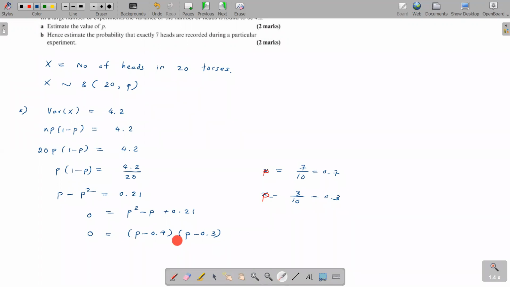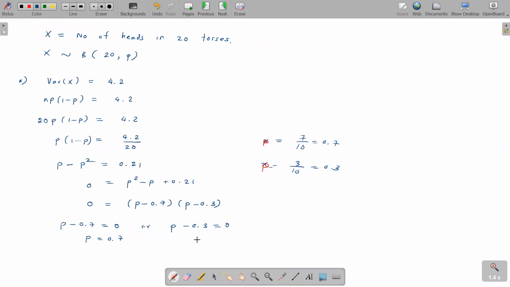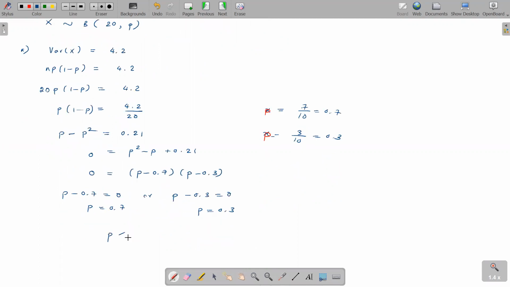Okay. So in that case, I'm not going to take the 10 to the other side. I can directly use this factorization, and I get here p minus 0.7 is 0, which means p is 0.7. The other one, p minus 0.3 is 0, which gives me p is 0.3. What's the correct answer? I think they have given us a criterion about the p value. They have told us p is less than half. Therefore, p is equal to 0.3. This is clear.